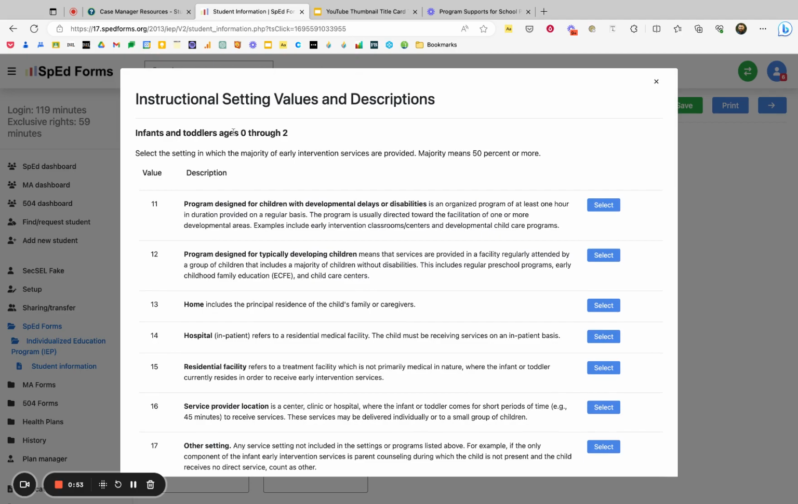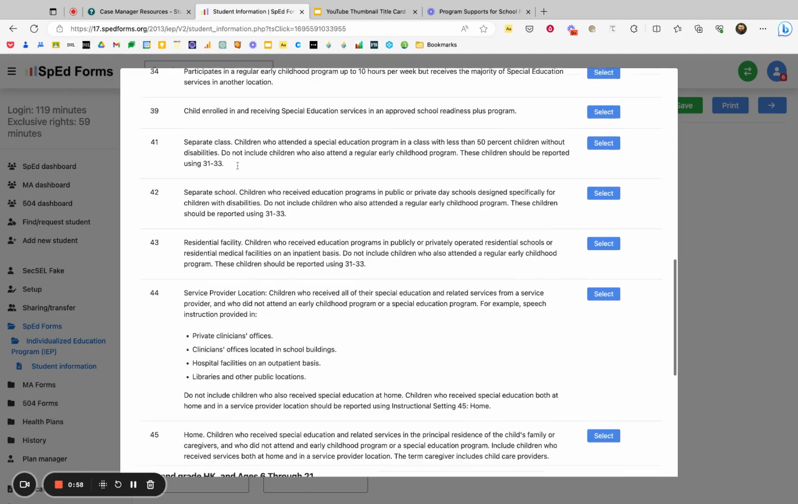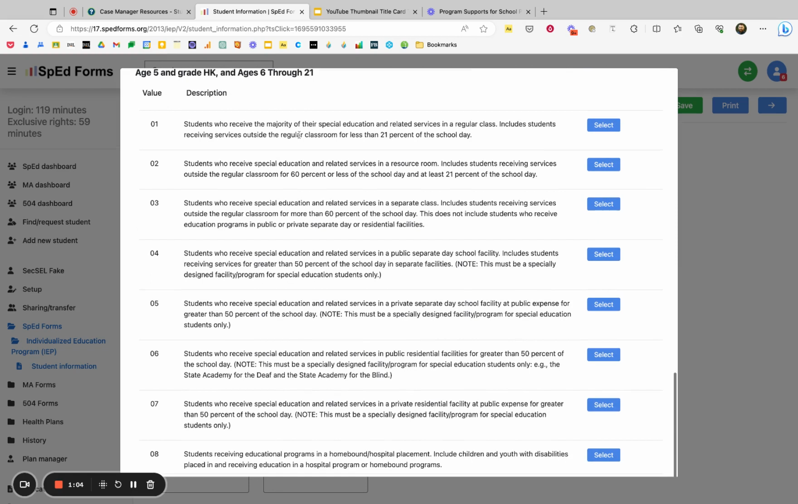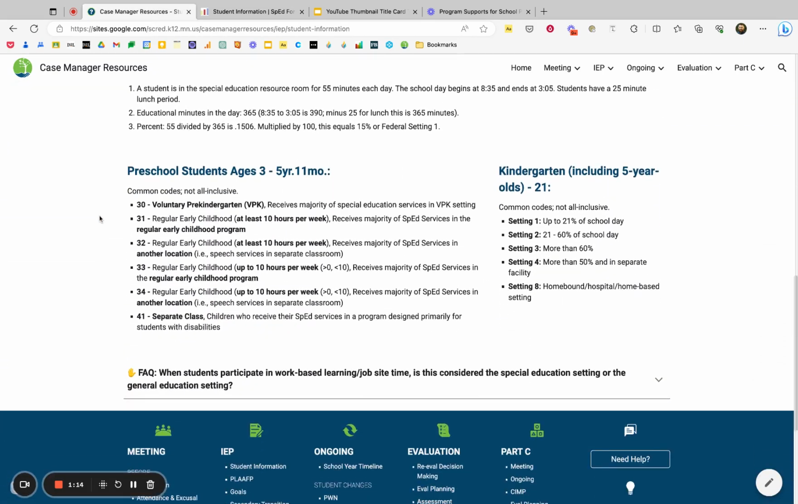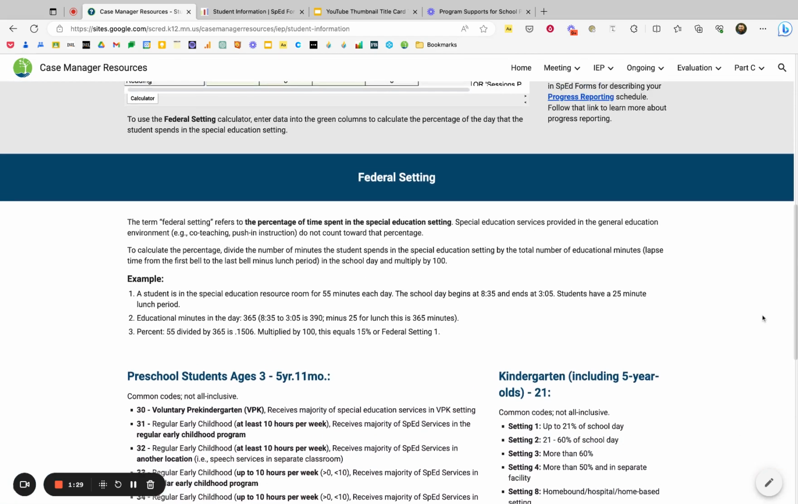This is for infants and toddlers, 0 to age 2, ages 3 to 5 for early childhood, and then the ages 5 through graduation, these values. And it's a description of what each number means. You can also find that on Case Manager Resources. So because we're talking about Part B, this is ages 3 through 5, and then the ages kindergarten 5-year-olds through 21, what those are.